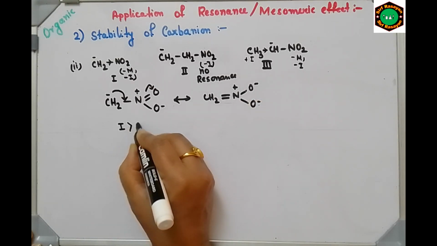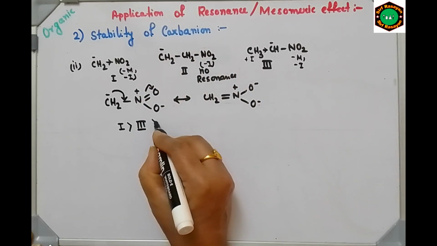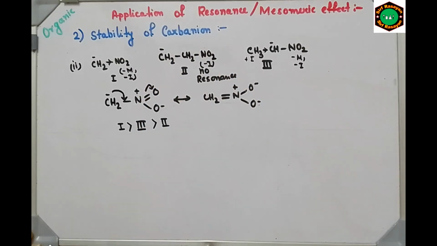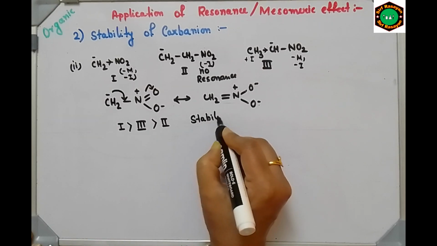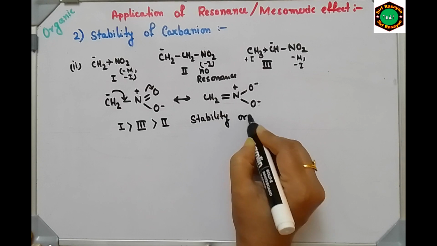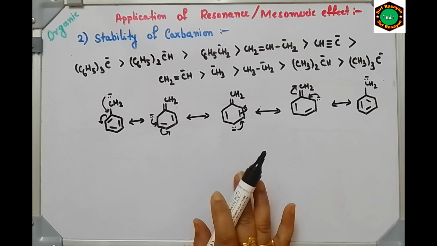Next is this one. And here there is no resonance at all. So this is the last one. This is the stability order. Now note down this stability order of carbanions.